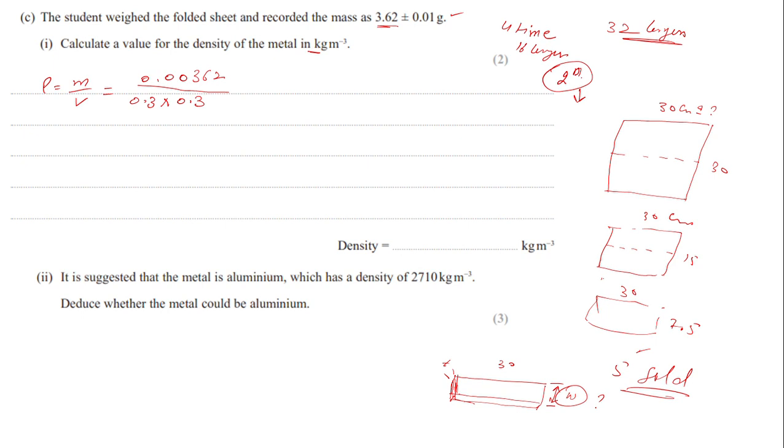So width will be 0.3 divided by 32, times thickness, and thickness is 0.48, but it was in millimeter, so you must write 10 to the power minus 3. This is the key idea in finding the density. So if you solve this, the density would be equal to 2681.48, or you can round it off to 2681.5 kilogram per meter cube.